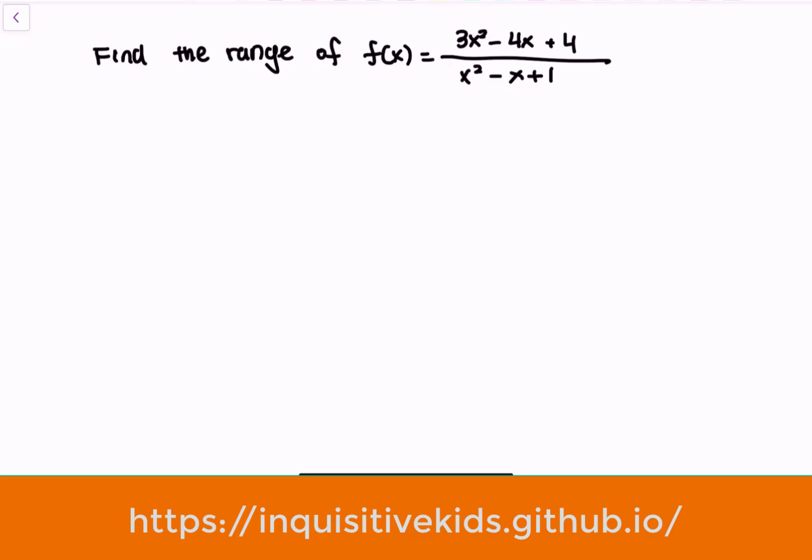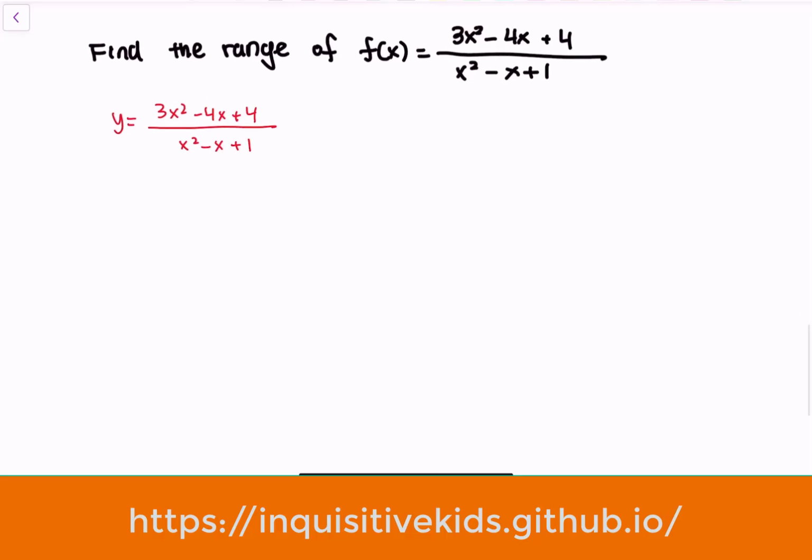Now let's find the range of this function. There are two ways we can solve this problem. The first way is using the discriminant method. So we can let y be equal to this function. That's just rewriting f of x using another variable.